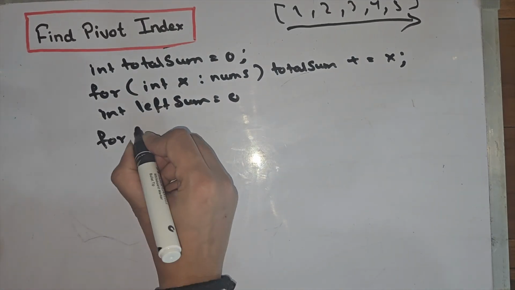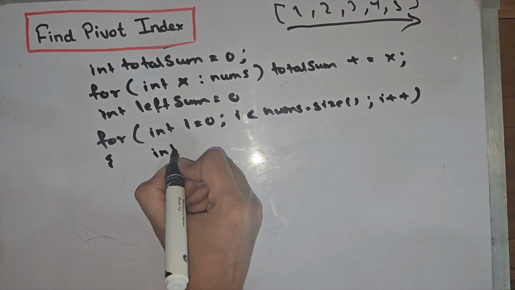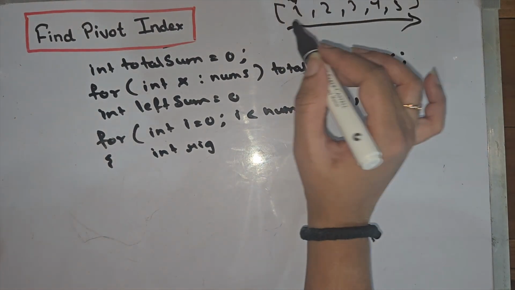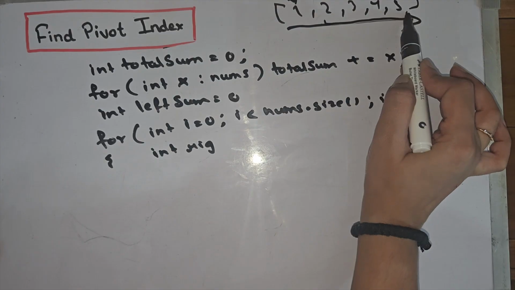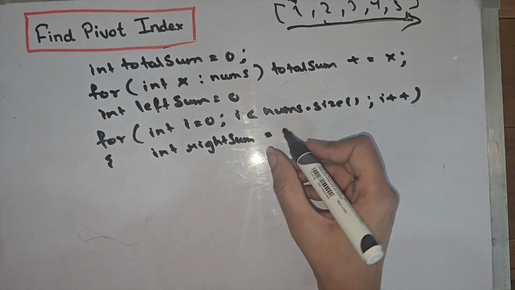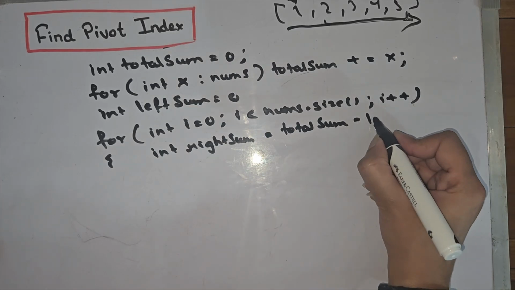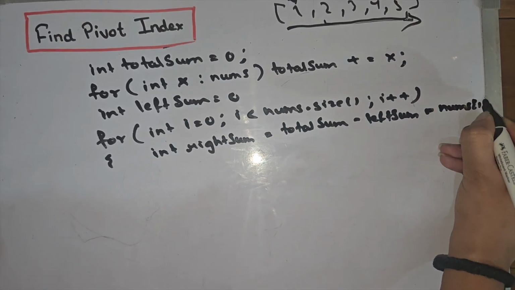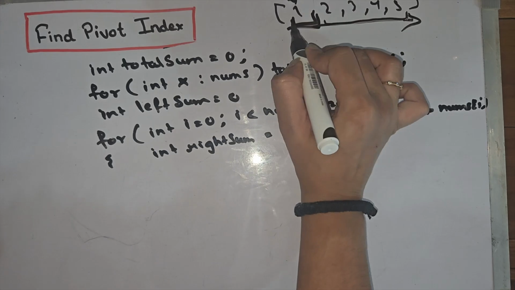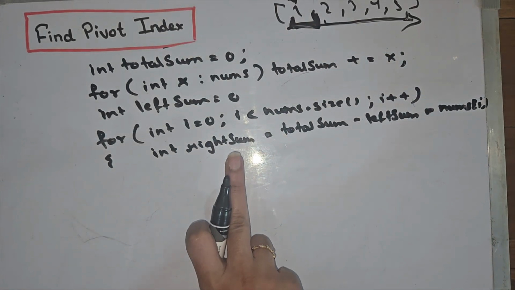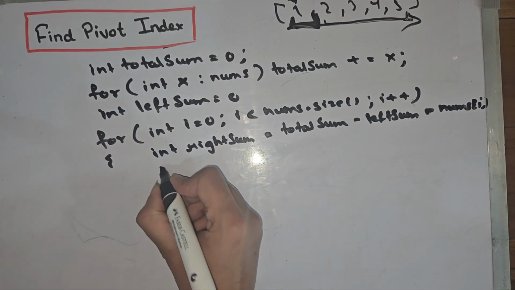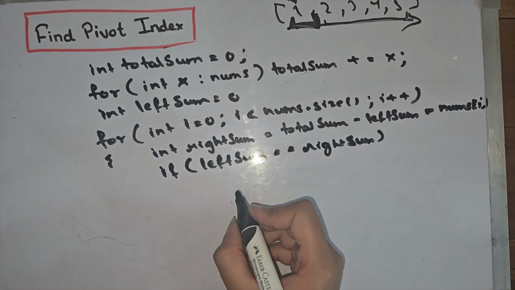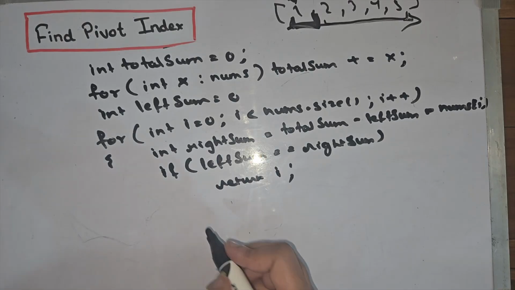Now we will run a loop, and in this loop, we will calculate the right sum for the current index. Initially, i is here, left sum is 0, and right will have all these elements. So for right sum, we will do total sum minus left sum, which is currently 0, minus nums of i, which is currently this index. So we are subtracting this particular index from the total sum to get the right sum. And we will check if left sum is equal to right sum, we will return this i. In this case, it is not equal.